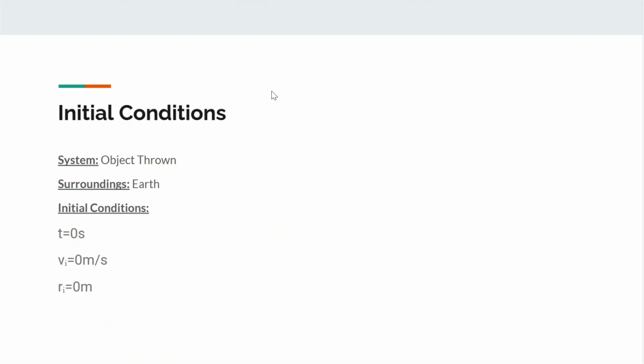Experiment. The initial conditions for our lab were that the system was the object that we threw, which in our case was the spool, and the surroundings was the Earth. Our initial conditions were that time was 0 seconds, the initial velocity was 0 meters per second, and the initial position was 0 meters.